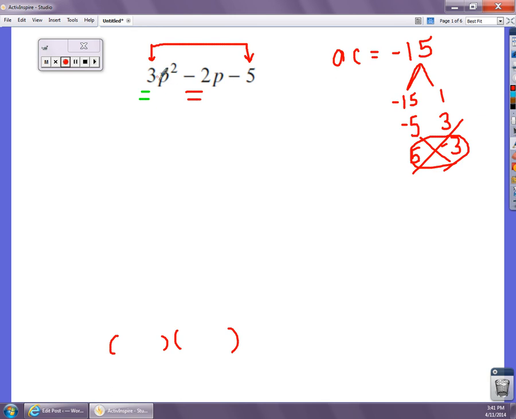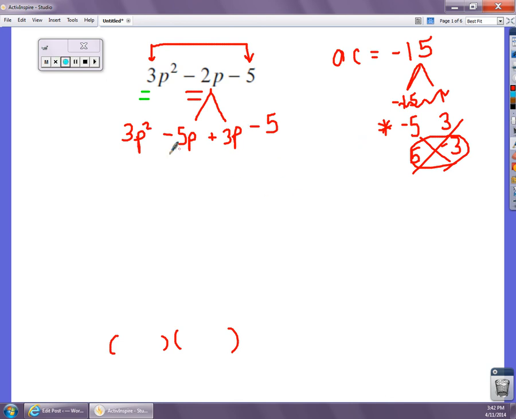Once you find the two numbers that do those things, you are going to write a 4-term polynomial, which means you're going to take this expression and write it exactly the same way, except you're going to split up the negative 2p. So I have 3p squared, and also in the end I have negative 5. But then we're going to take the negative 2p and write it as the two numbers we found that met the original criteria, which was multiplying to negative 15 but adding to negative 2. So we knew that they were negative 5 and 3. So negative 2p is going to split up into negative 5p and plus 3p. So everything else is the same, but I wrote it as a 4-term polynomial.